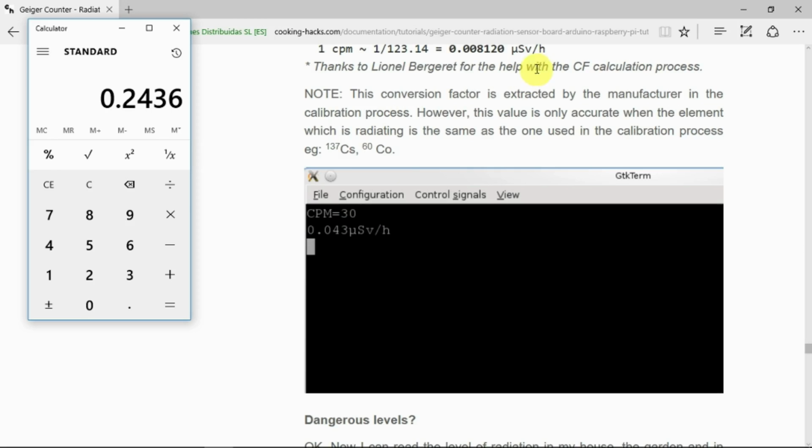But we're going to go ahead and use this number here, the 0.00812. And I found on other websites as well that that's the correct conversion factor for this tube.